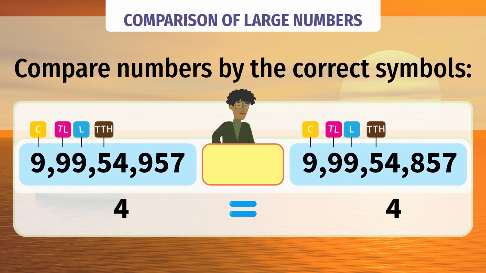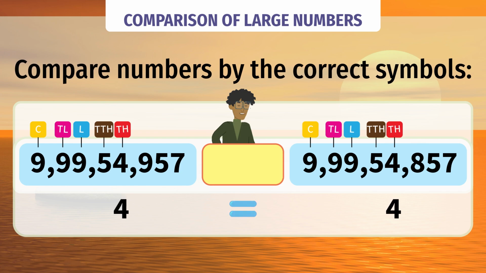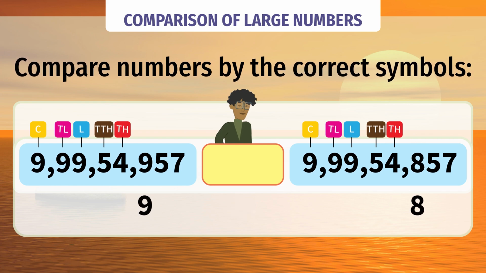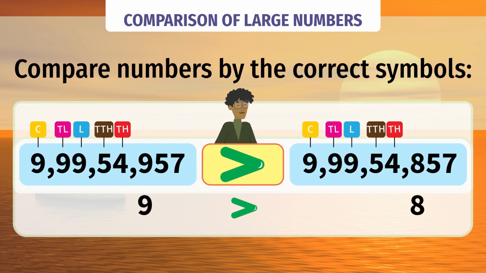Next place value, hundreds. First number has 900. Second number has 800. So the first number is greater. We don't need to compare the lower place values.